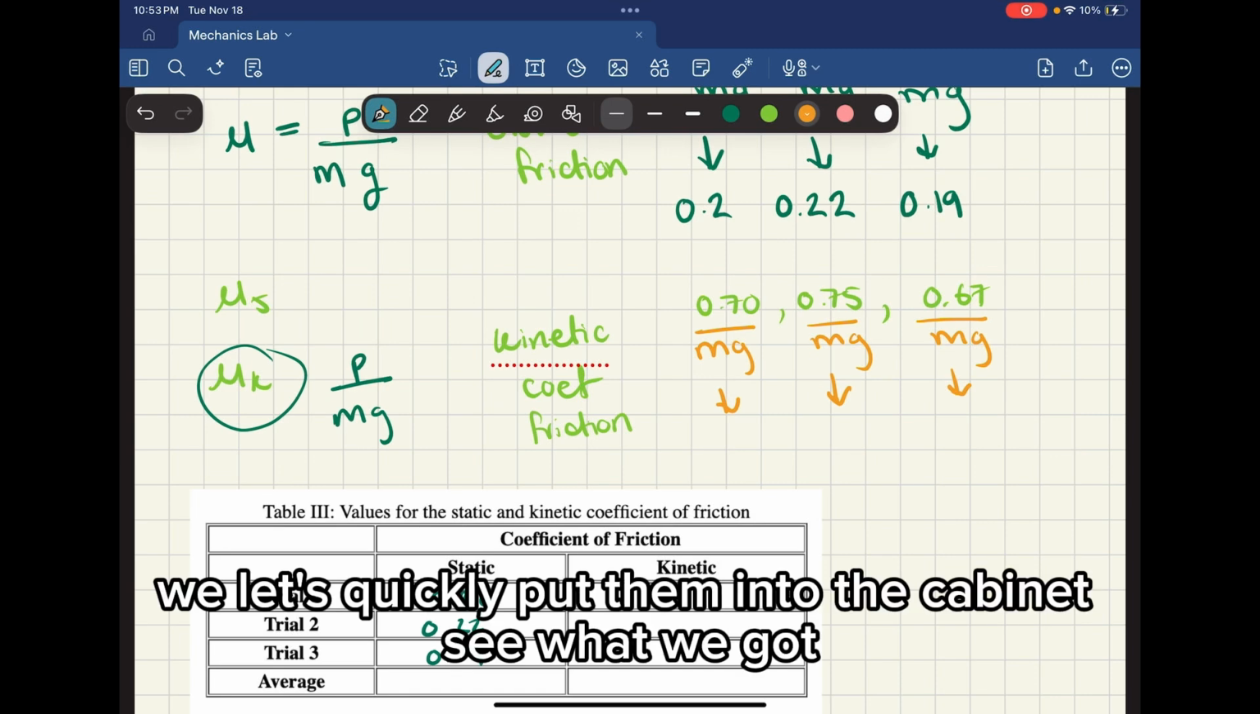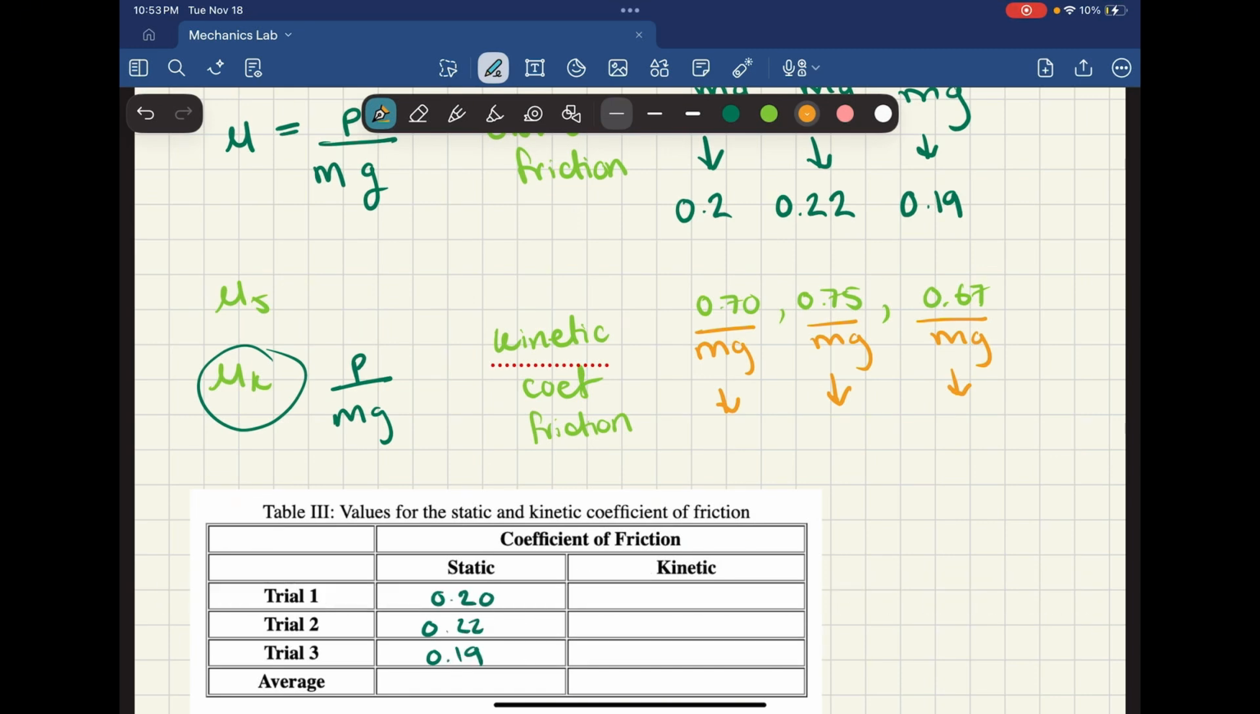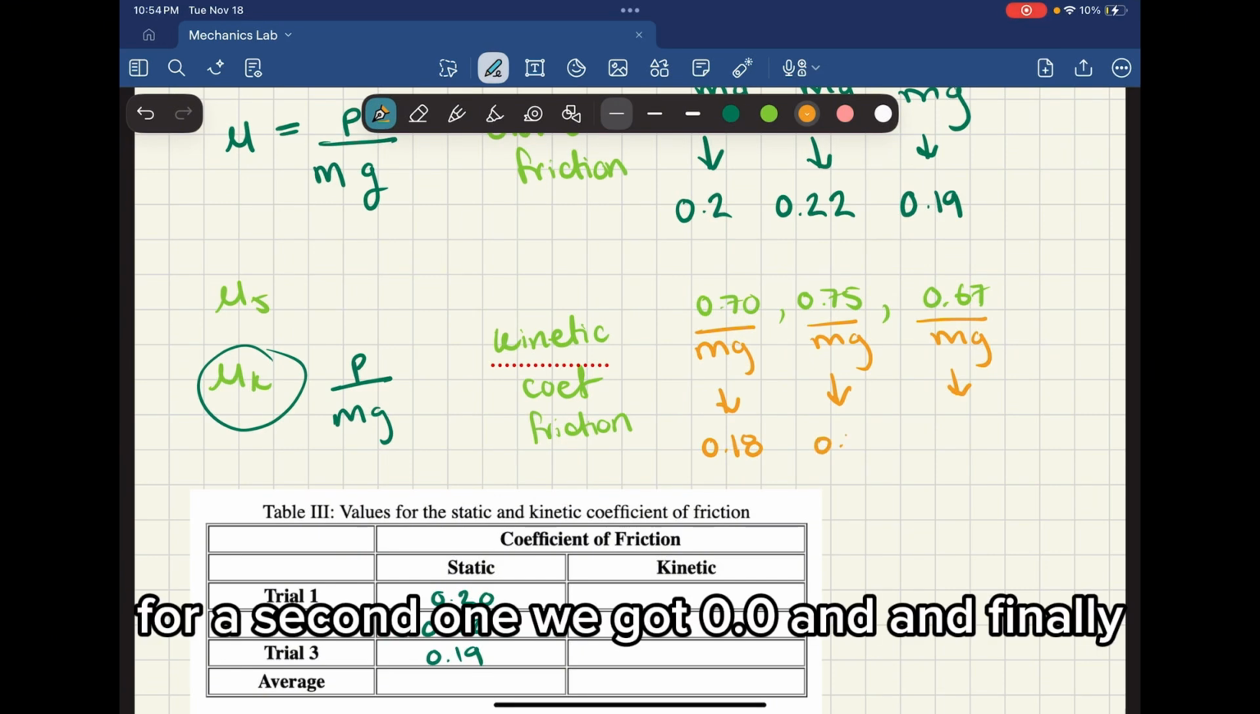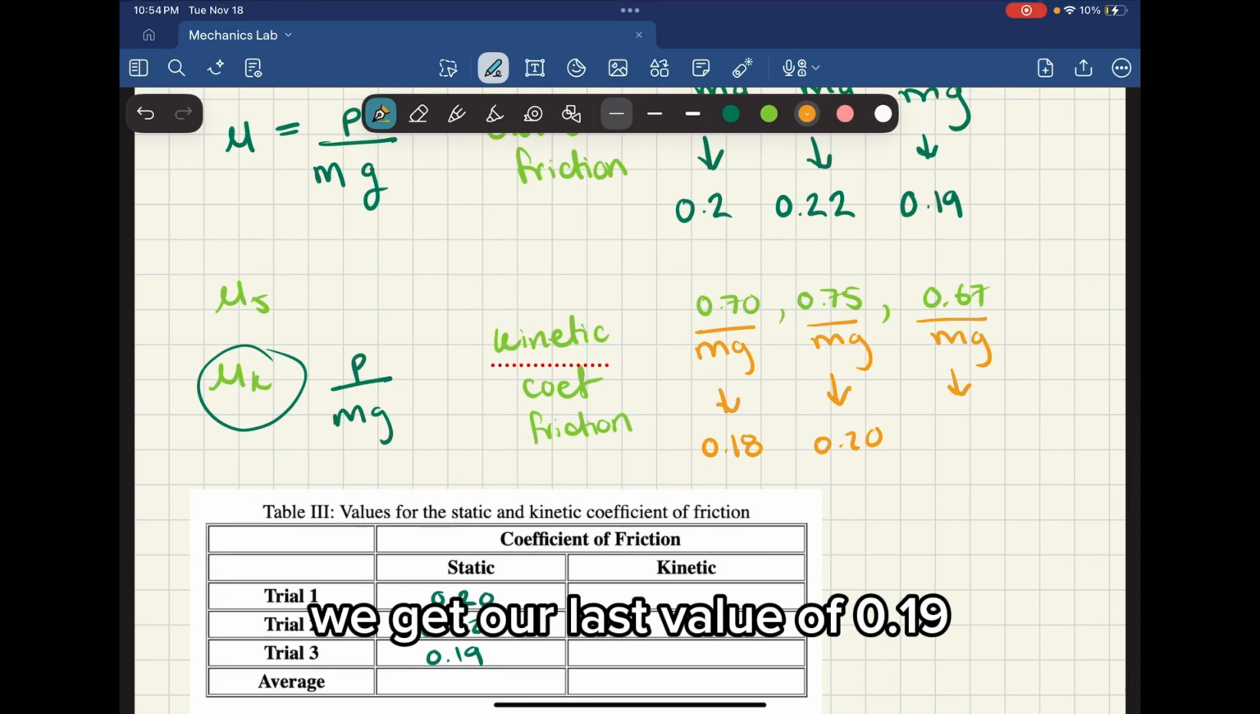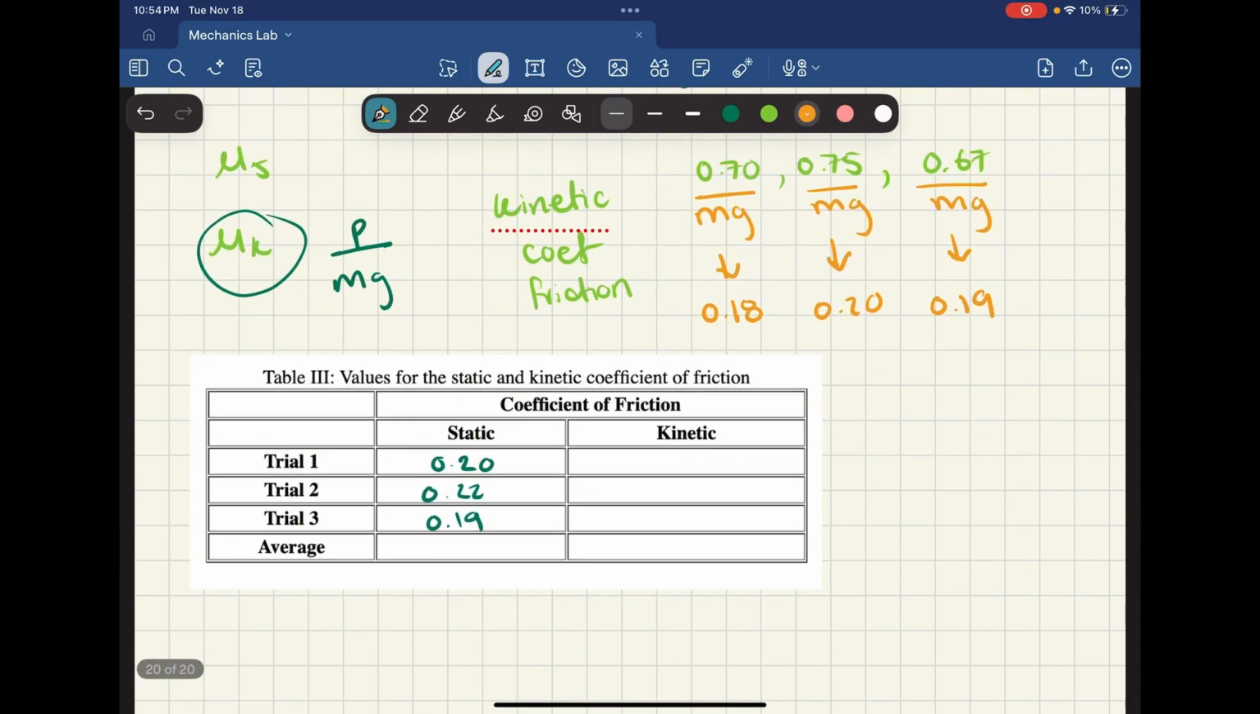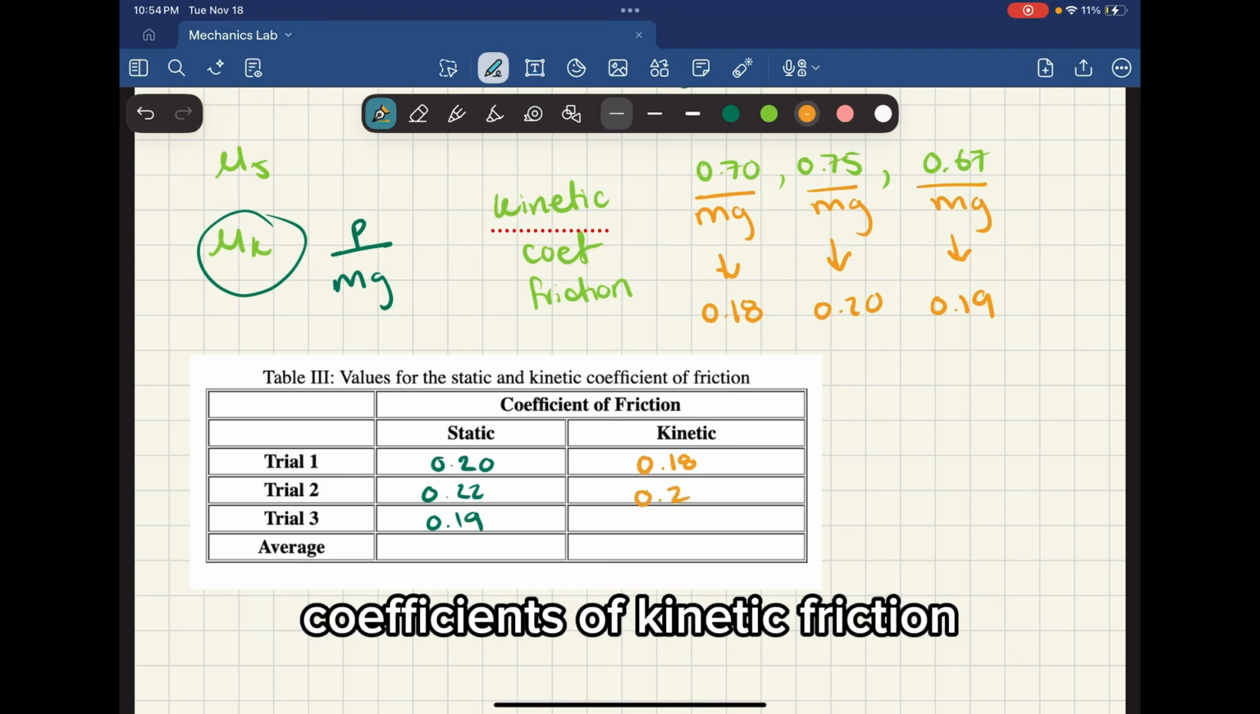With these trials, let's quickly put them into the calculator and see what we get. So here we get 0.18, for our second one we get 0.20, and finally, we get our last value of 0.19. Alright, so pretty similar values. These are our coefficients of kinetic friction.